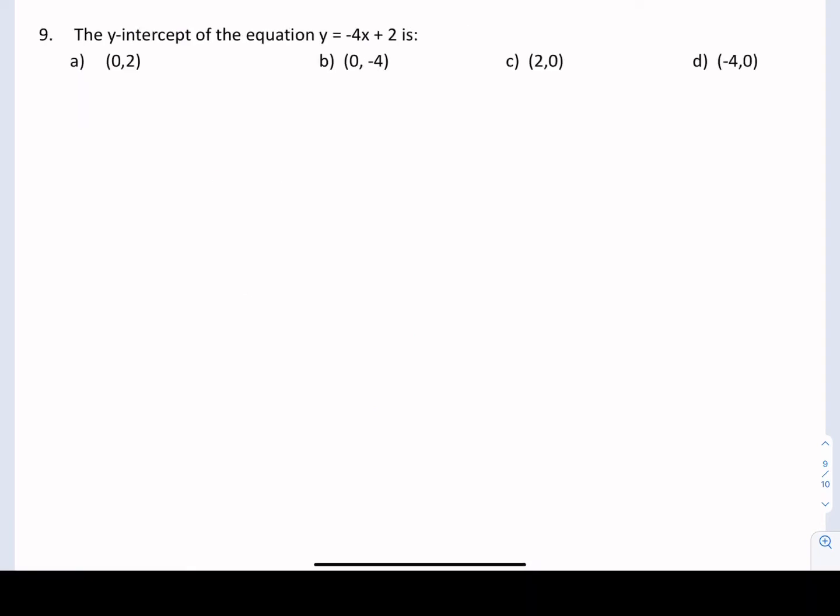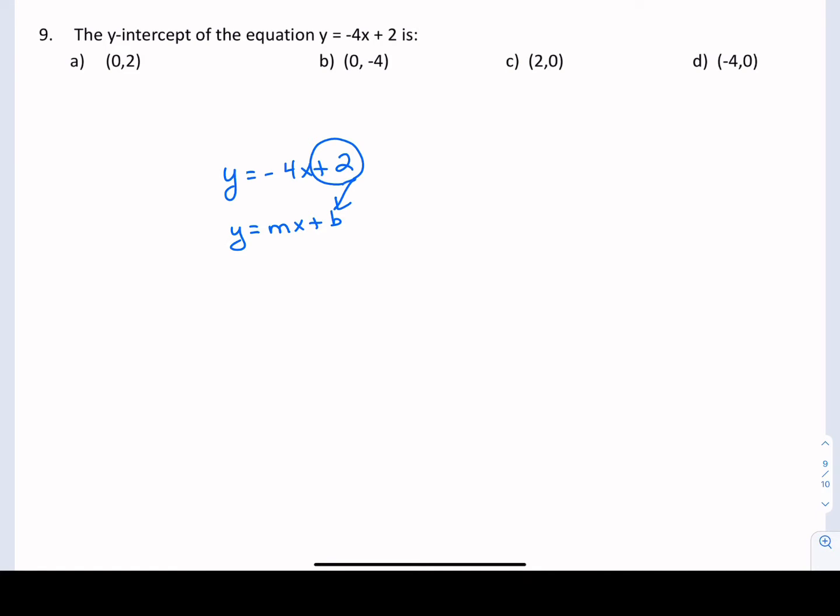Now let's take a look at question number 9. It says the y-intercept of the equation y equals negative 4x plus 2 is, and then it's giving us some coordinates to choose from. There are two different ways I'm going to show you how to find the y-intercept. Because this format already looks like y equals mx plus b, we know negative 4 is the slope, and we know 2 is the location of the y-intercept.